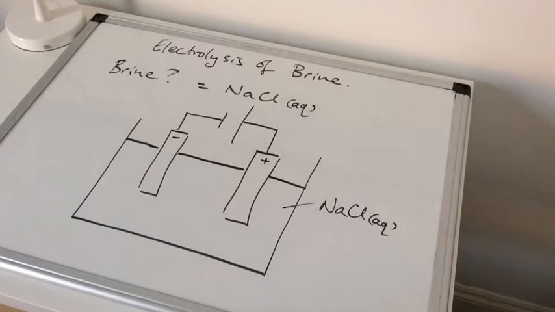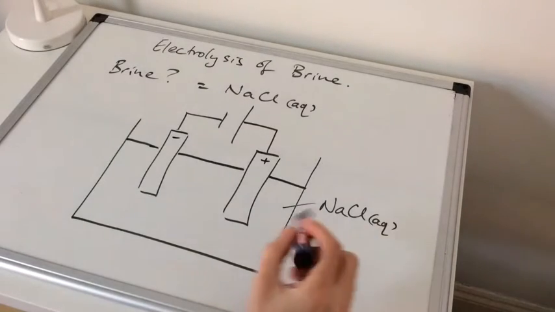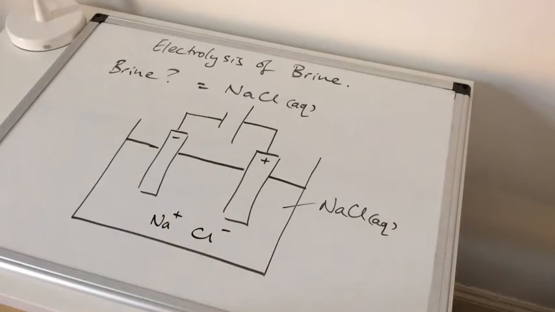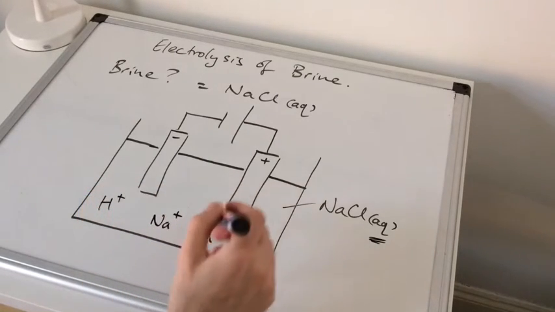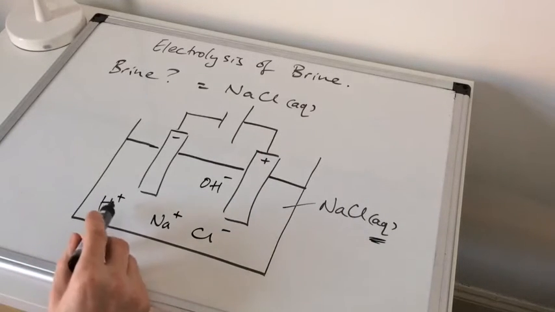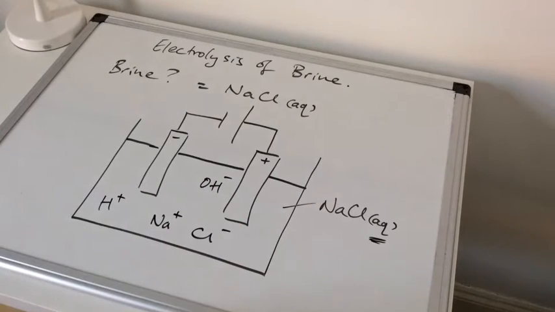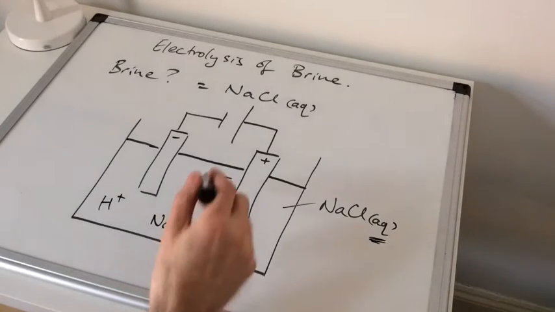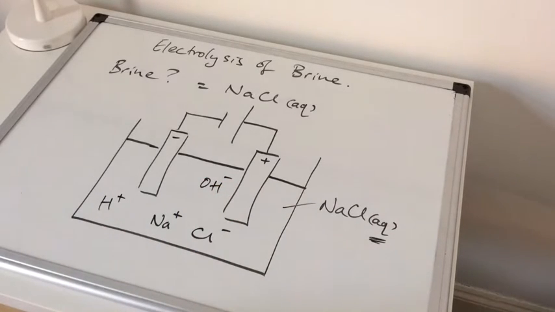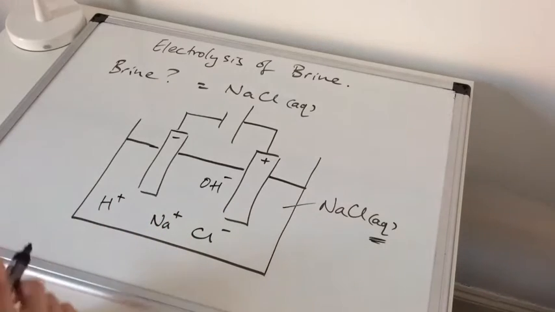So we'll identify which ions are going to be present in this solution. From the sodium chloride we've got Na+ ions and Cl- ions. From the water we've actually got H+ ions and OH- ions. So we've got two positive ions, two negative ions. So essentially what's going to happen is one of these negative ions is going to be attracted to the positive electrode, the anode. One of the positive ions is going to be attracted to the negative electrode, the cathode.